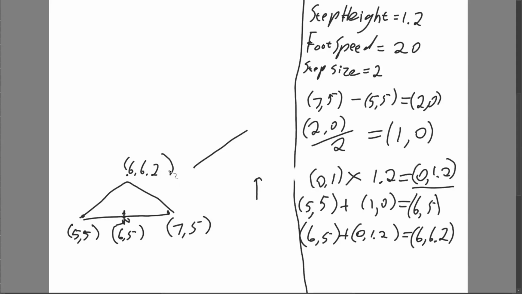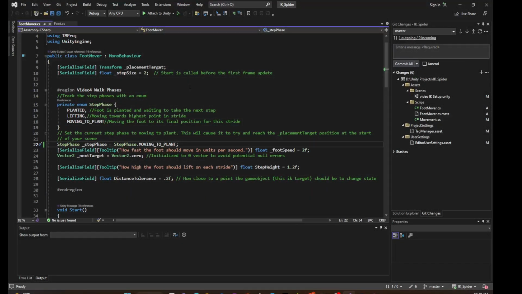Now that we have our coordinates for our start, our high point, and our end point, we're going to go into code and figure out how to get from here to here and from there to there. And to figure out how fast we're going to do that, we're going to use something called our foot speed. So let's jump into our code and see what's going on. Okay, here's our code.